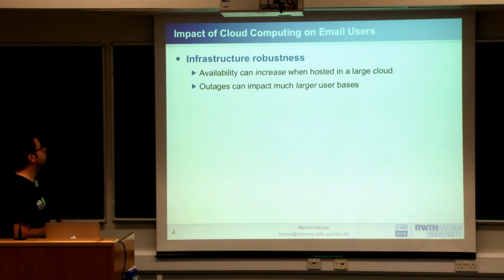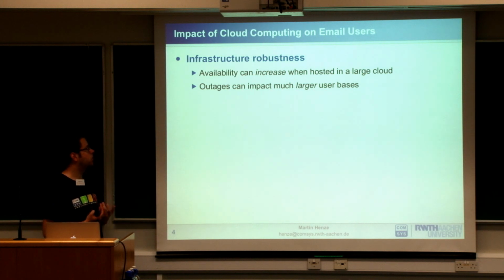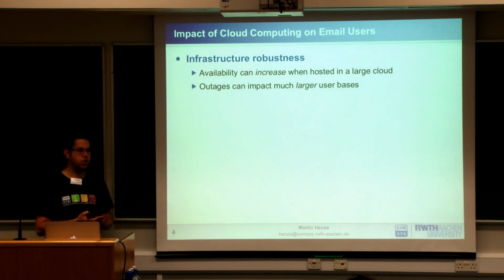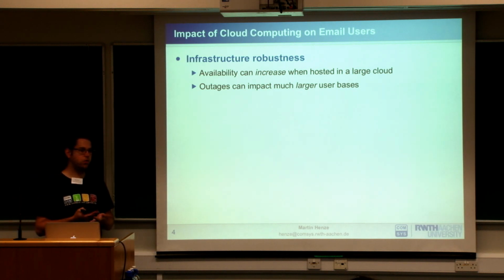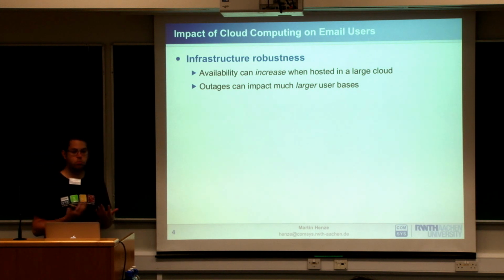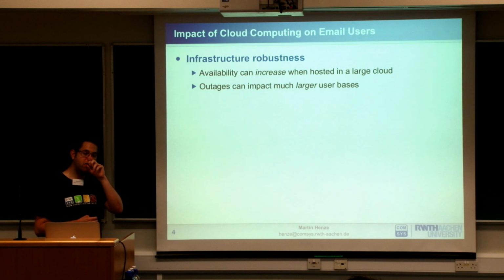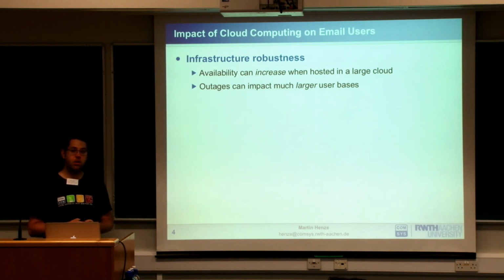So why is it important to study this impact of cloud computing on email users? The first thing is the question of infrastructure robustness. We see a change, and the question is what is the impact of that change? You can likely argue that when mail servers are operated more professionally by people that operate a large infrastructure, availability might increase. On the other hand, if you have an outage, for example, of a complete Amazon data center, then probably that will impact more users.